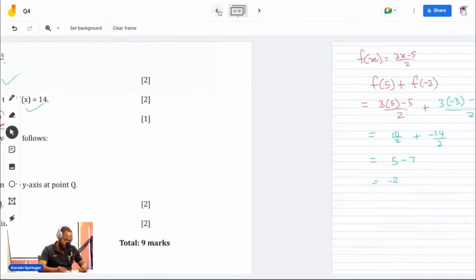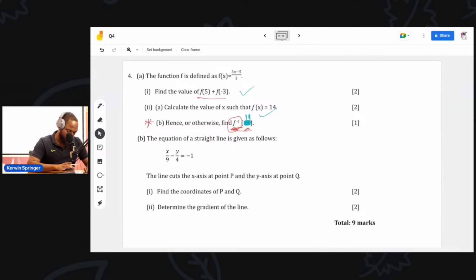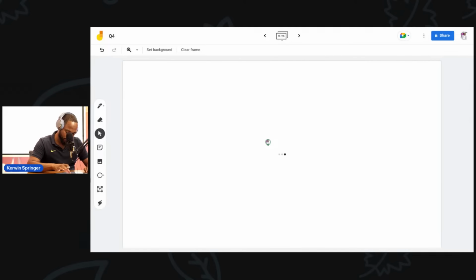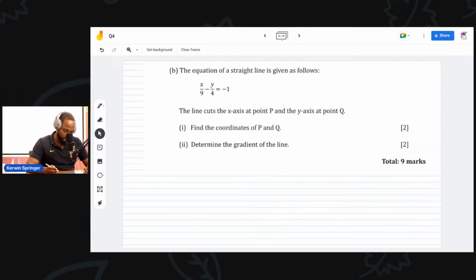Part B. Part B is some coordinate geometry work. Let me see if I can pull that down on slide 13. The equation of a straight line is given as follows: x over 9 minus y over 4 is equal to -1. And the line cuts the x-axis at point P and the y-axis at point Q. Find the coordinates of P and Q. Well, you want to find where this line cuts the x and y axes, right? I told you how to do that already.